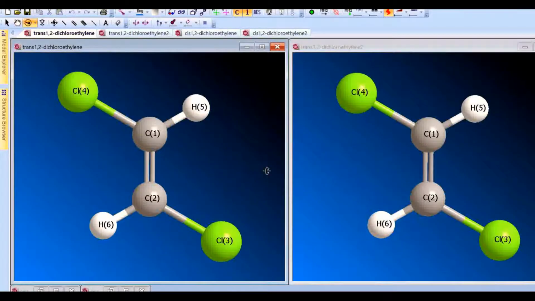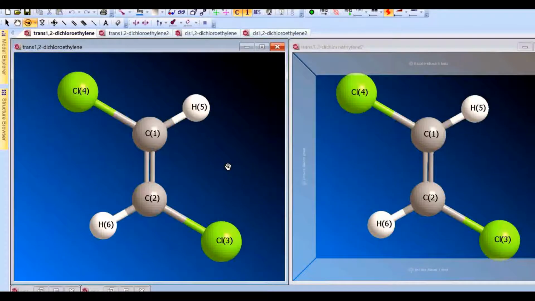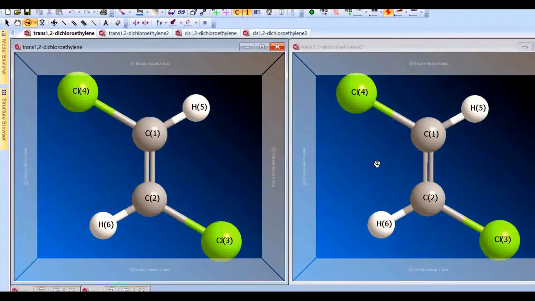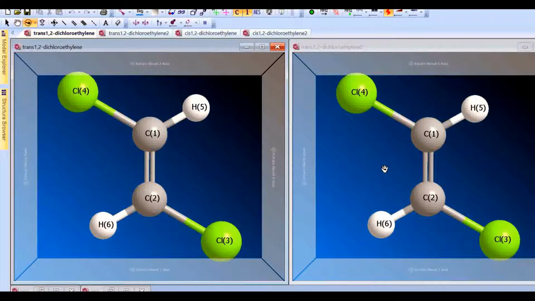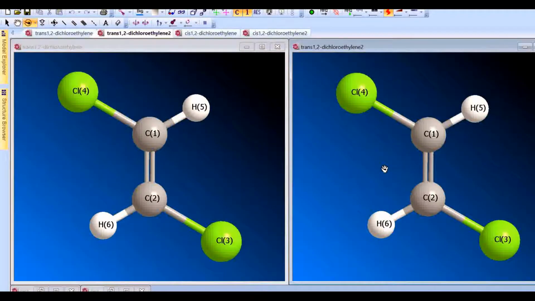So once again, I have made two windows. The left hand side is for the reference, whereas the right hand side is for the operation. So you can see that both the pictures are initially identical. Now what I will do is, I will perform an operation inversion on your right hand side structure. This is a trans isomer. The two chlorine atoms and the two hydrogen atoms are on opposite sides.